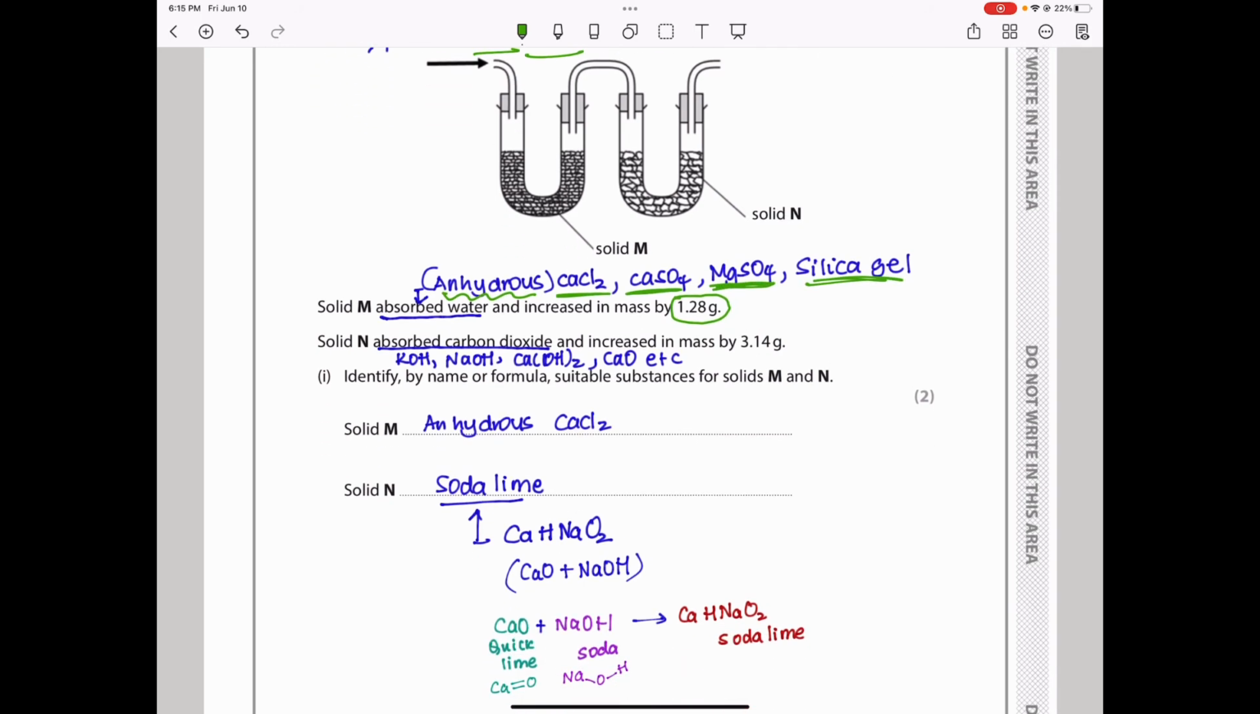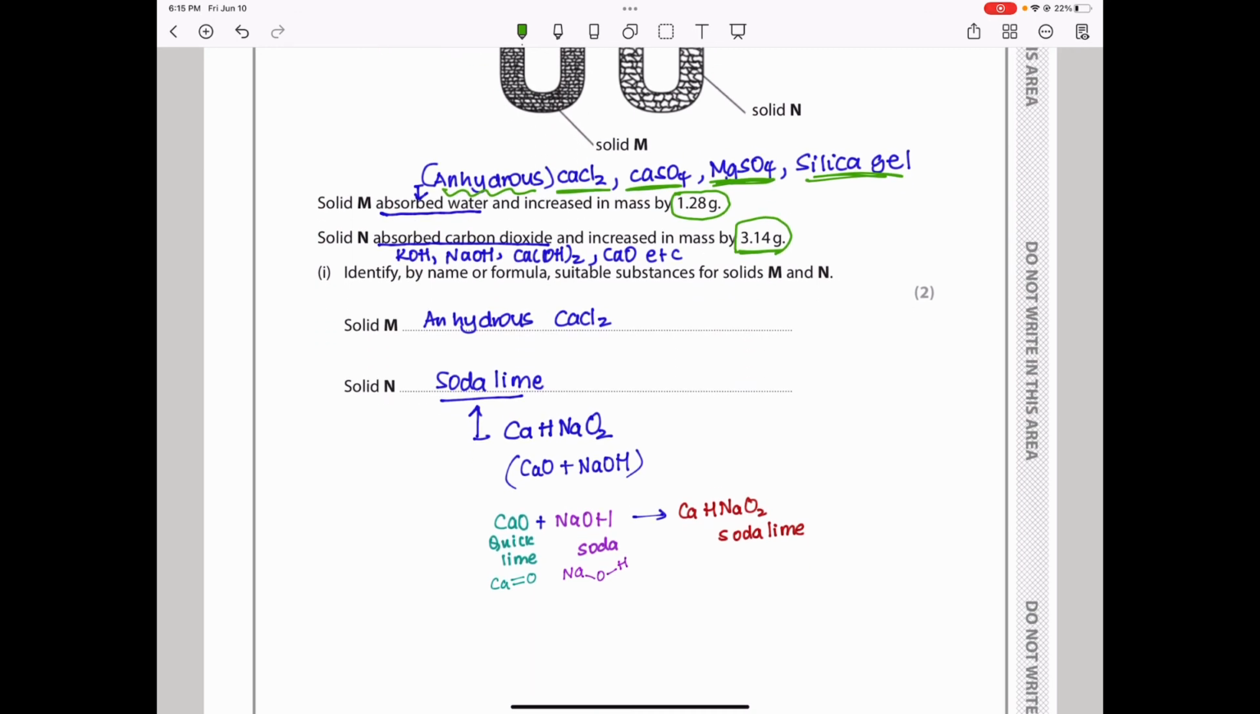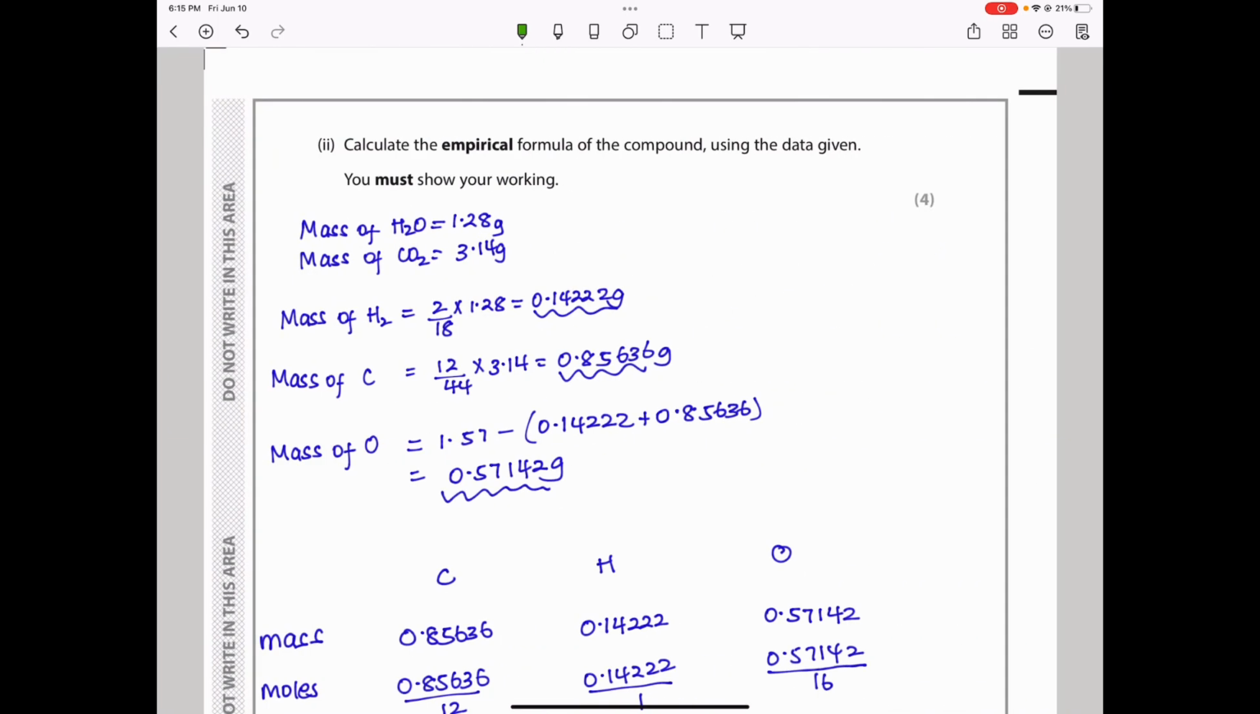Then part N, solid N absorbs carbon dioxide and increased in mass by 3.14. This is the mass of carbon dioxide produced. So here it could be potassium hydroxide, sodium hydroxide, calcium hydroxide, or even soda lime. So when they say identify solid M and N, solid M could be anhydrous calcium chloride, and solid N could be soda lime, which looks like that. So I will go to the next part.